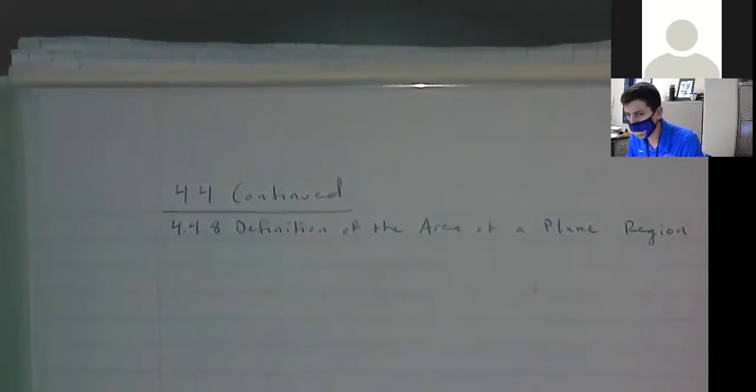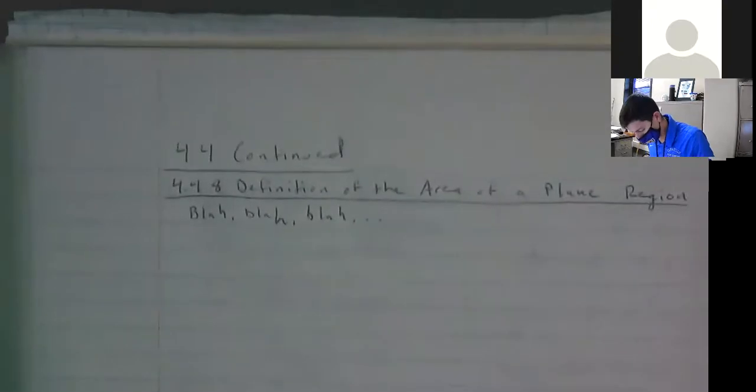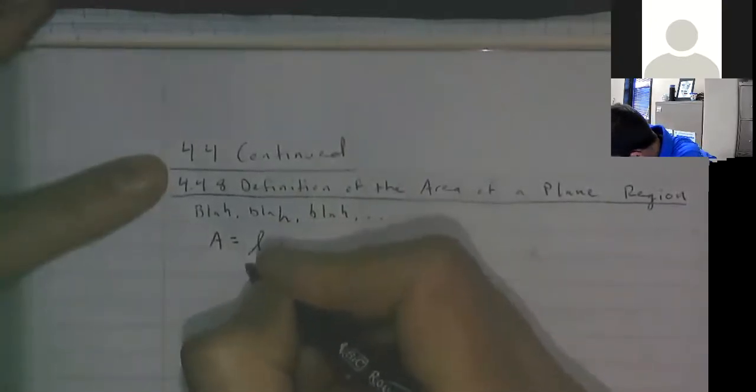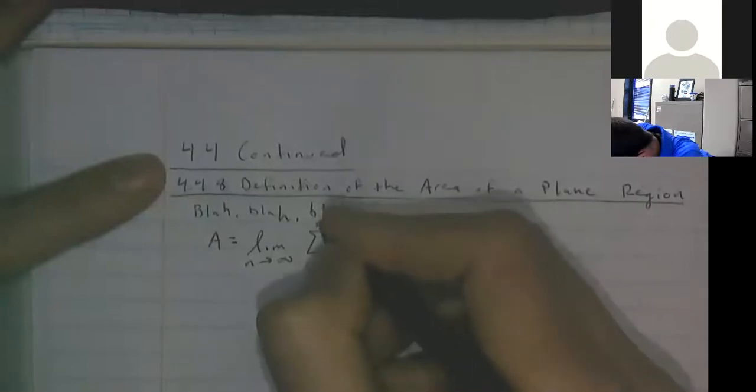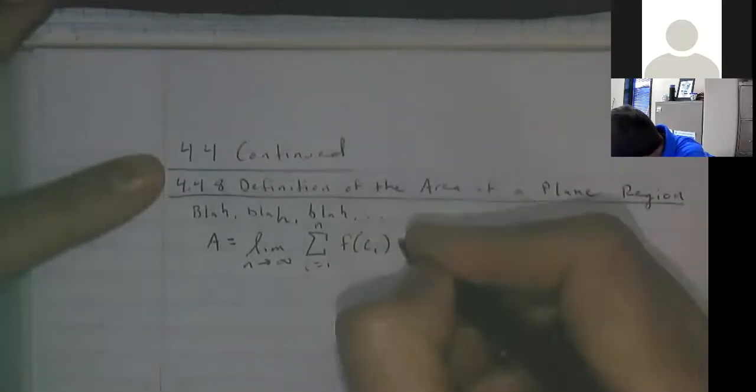Anyway, the definition of the area of a plane region. It's kind of like blah, blah, blah, which is all the stuff we're not going to write. The stuff we are going to write is that the area A is equal to the limit as n approaches infinity of the sum from 1 to n of f of c sub i times delta x.